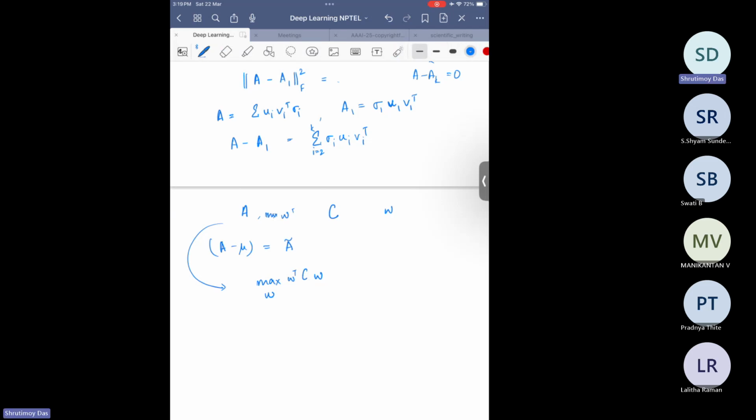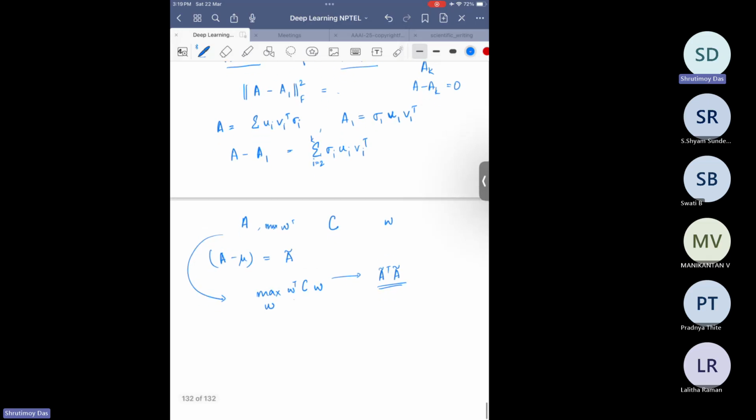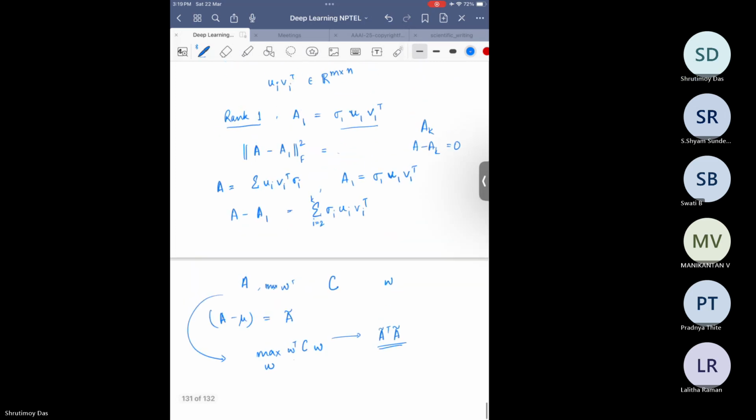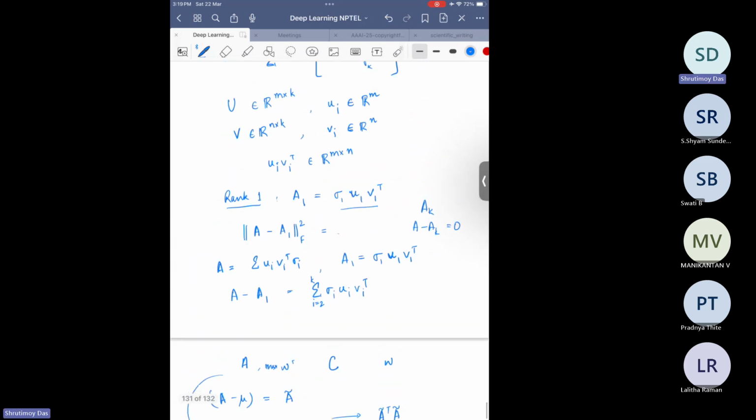So how was C calculated? C was calculated using A tilde transpose A tilde, right? Because that is how you compute the covariance matrix. So when you are computing the eigenvalues of C, you are computing the eigenvalues of A transpose A, or A tilde transpose A tilde. Now the eigenvalues of A tilde transpose A tilde are nothing but the singular values of A.